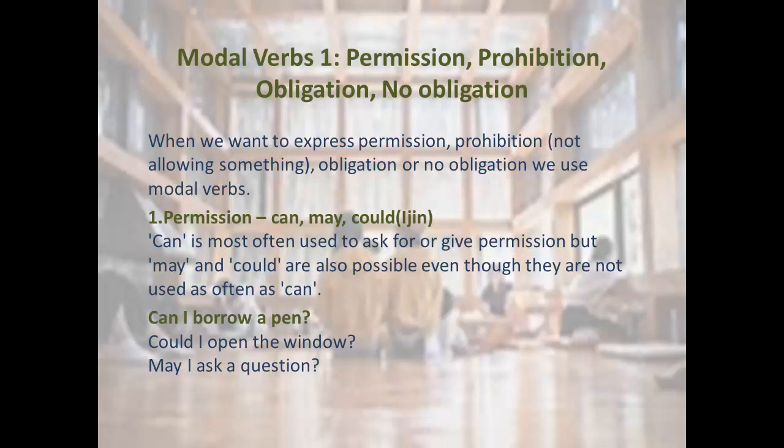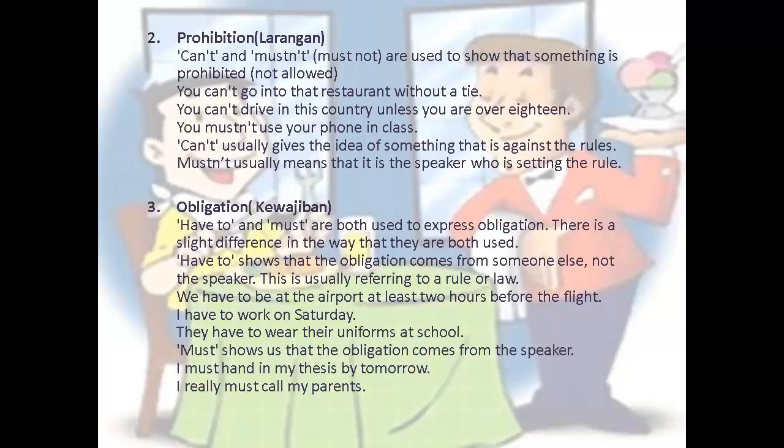Now, number 2. I will discuss prohibition. What is prohibition? You can use can't and mustn't. Can't and mustn't are used to show that something is prohibited, not allowed. I give you examples, you can read them.